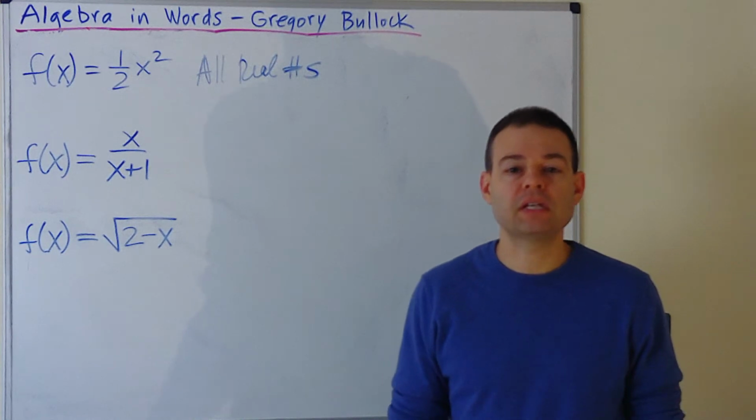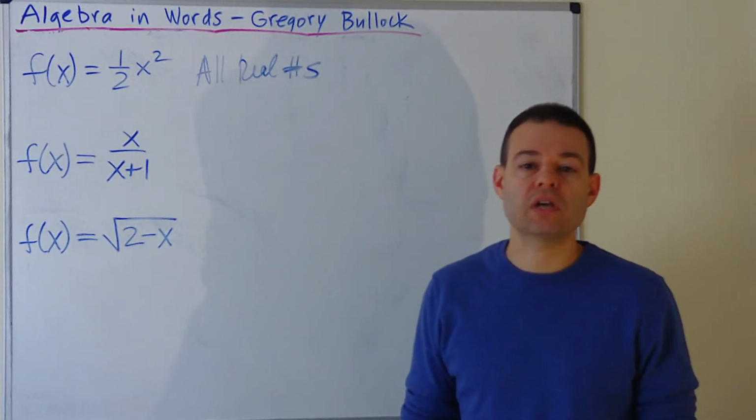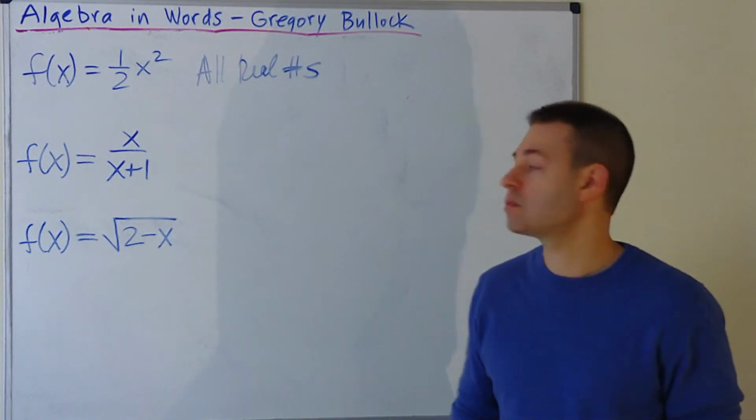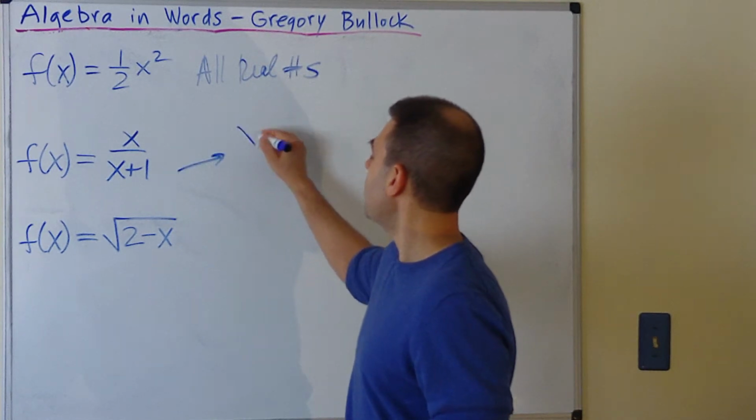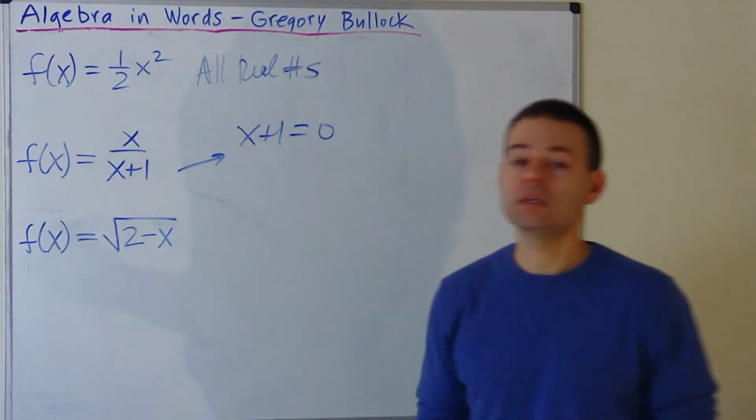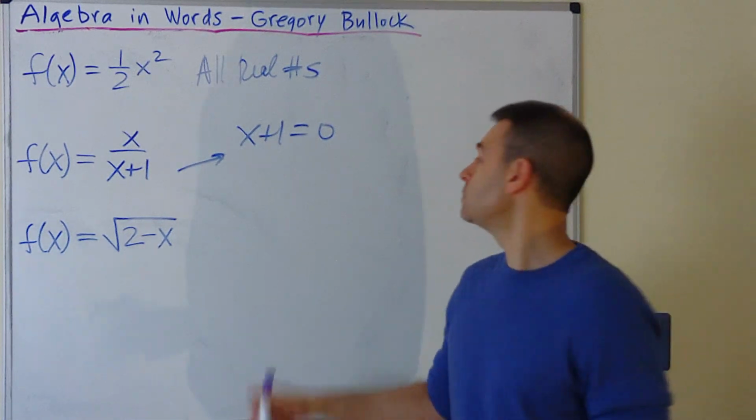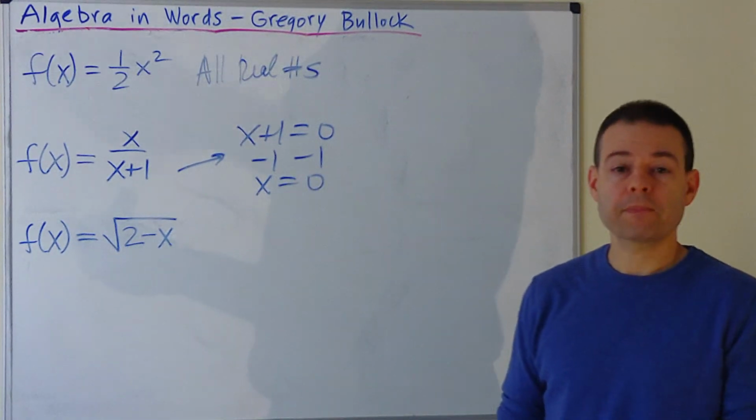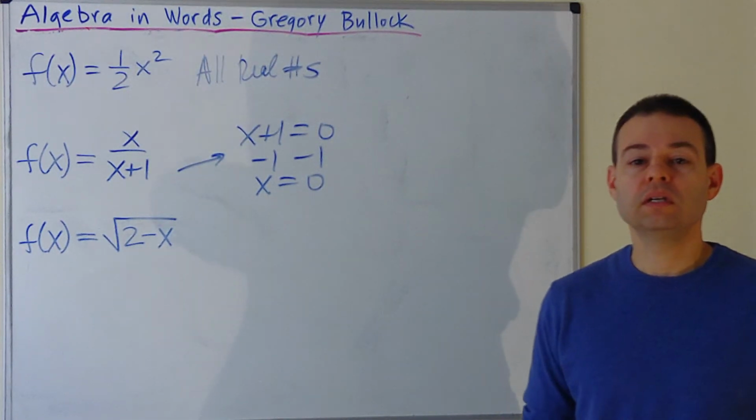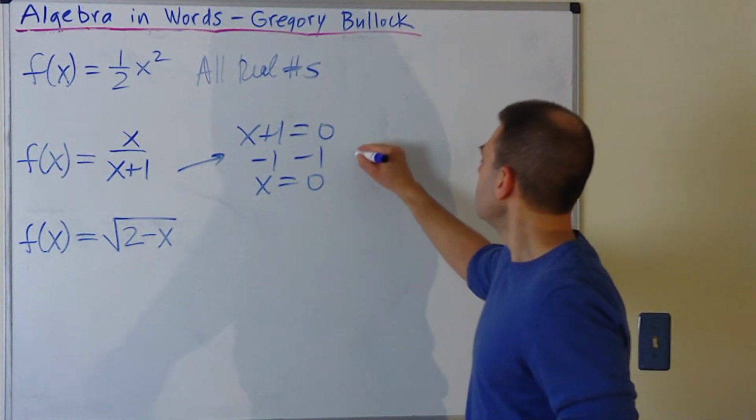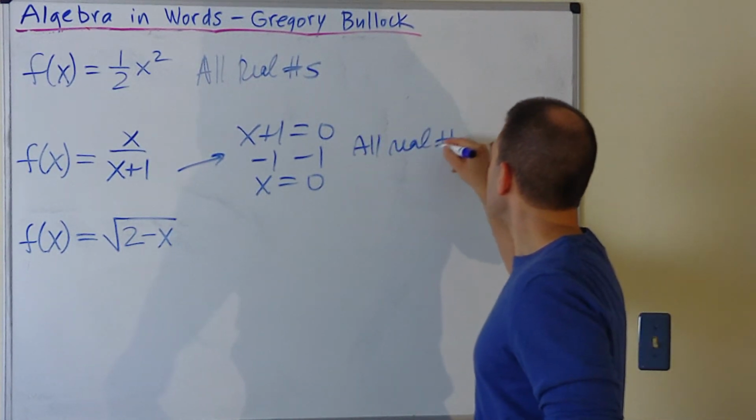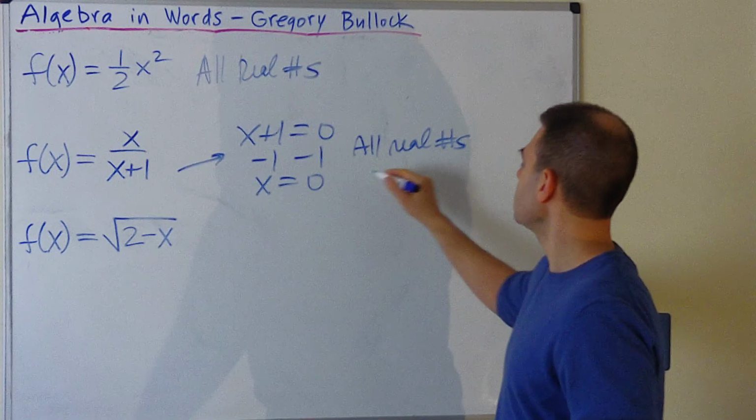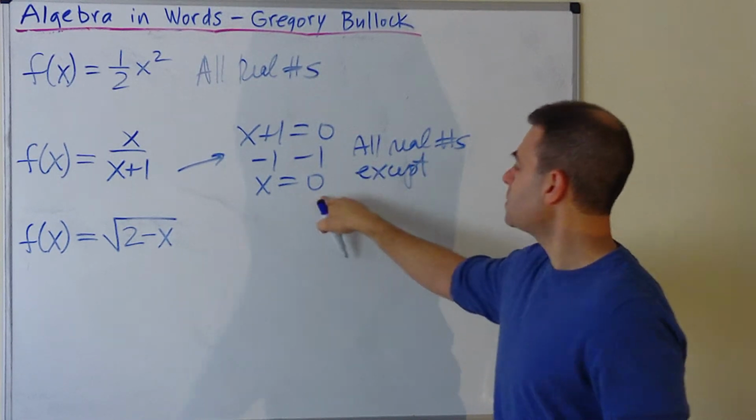When there's a variable in the denominator, you're going to do the same thing as if you were solving for an extraneous solution. Set the denominator equal to 0 and solve for x. So we're going to set x plus 1 equal to 0 and solve. x equals -1, and in this case, the domain is all real numbers except for the extraneous. So all real numbers except -1.